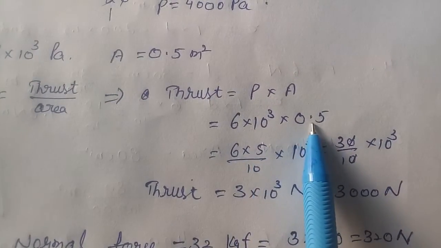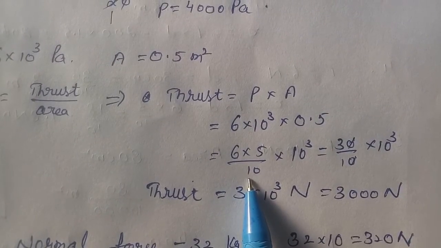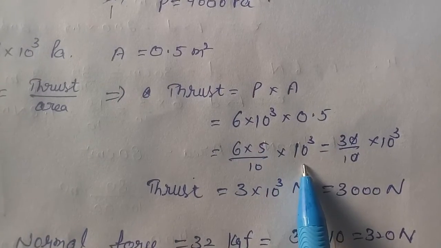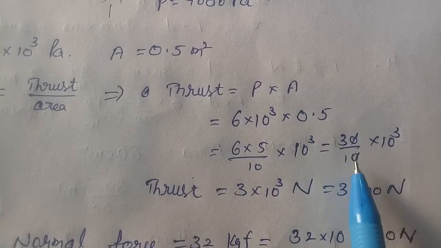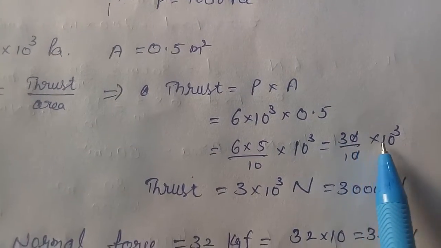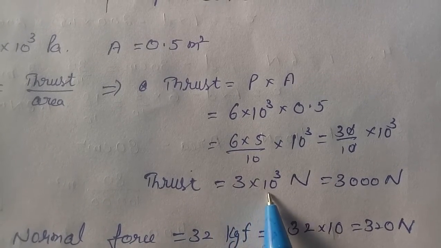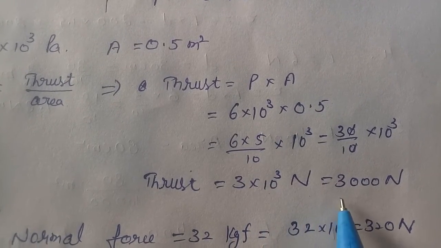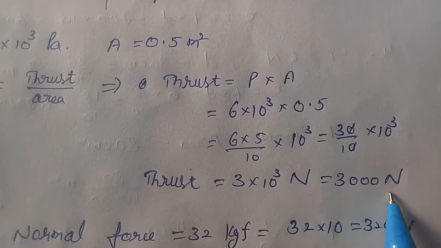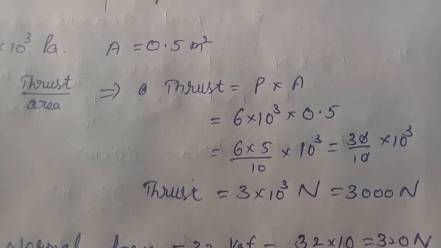6 multiply 5, remove this decimal, then it will be 10 divided by 10 multiply 10 raised to power 3. 6 fives are 30, 30 by 10, 0 cut with the 0. So multiply 10 raised to power 3. Thrust equal to 3 multiply 10 raised to power 3 Newton, or you can also write it as 3000 Newton. So this is the answer.